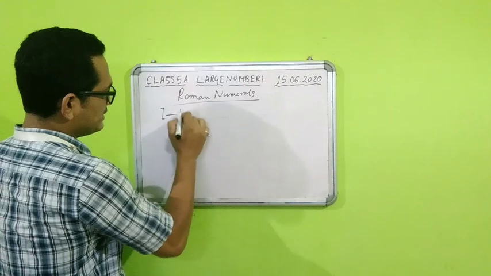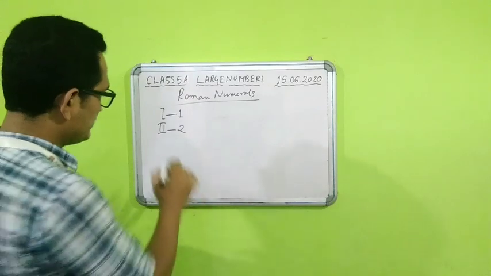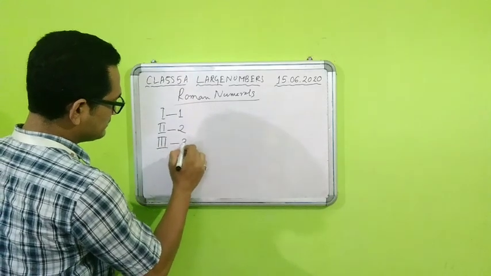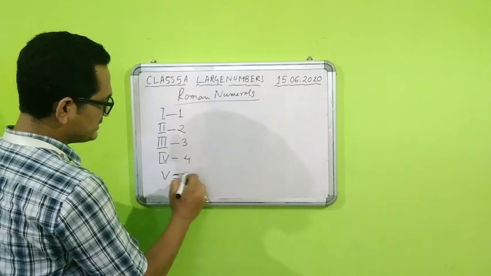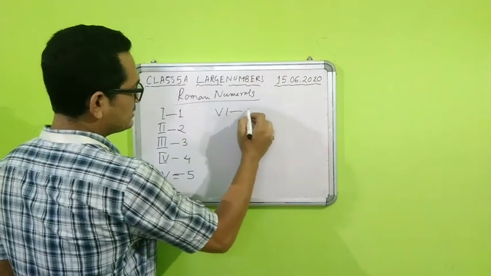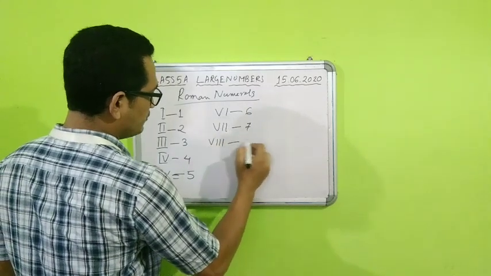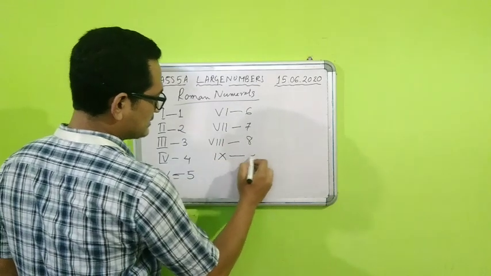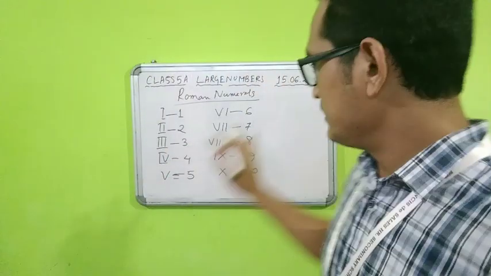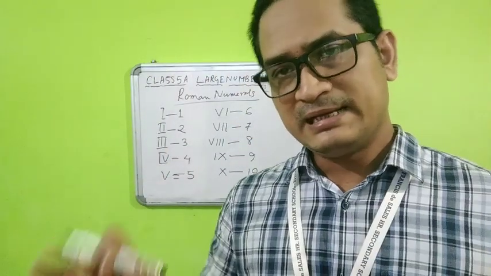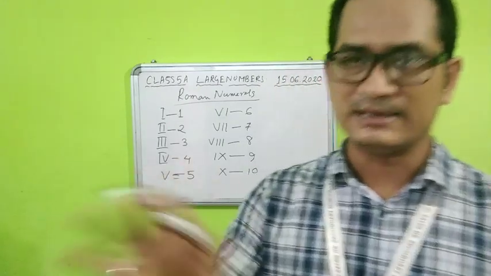1 is obviously written as I. For 2 we give 2 I's. Then for 3 we give 3 I's. Then IV stands for 4. Then V stands for 5. Then VI will stand for 6. VII will stand for 7. VIII will be 8. 9 will be IX. And finally X will be 10. These we already got in our previous classes. So till 10 at least we know. In fact, some of you will know till 100 also, hopefully, or at least till 50.